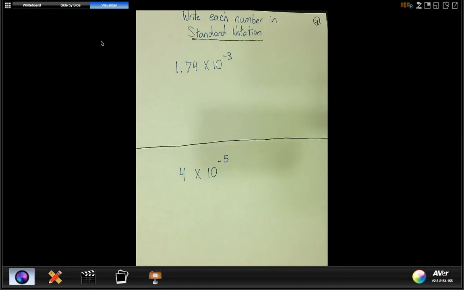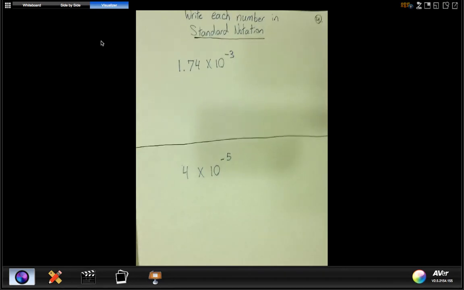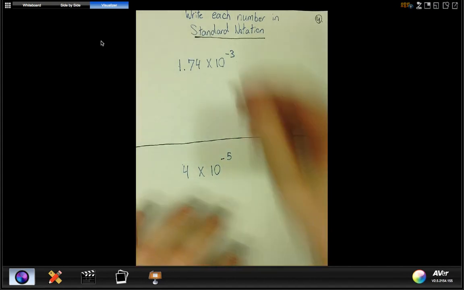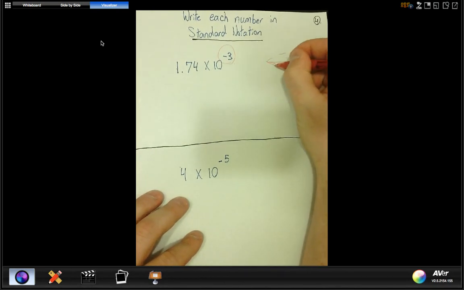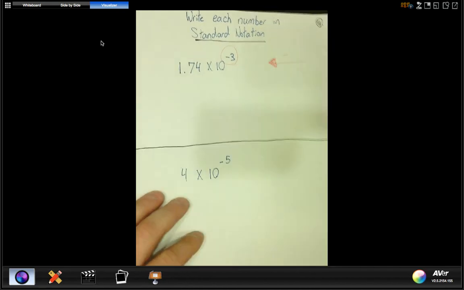Cool. So the first one I see is I have 1.74 times 10 to the negative 3rd, and I have 4 times 10 to the negative 5th. So whenever I see a negative exponent, the first thing I know is I'm going to move my decimal point to the left. Right? Negative is left. That's an ugly arrow, but it gets the job done.